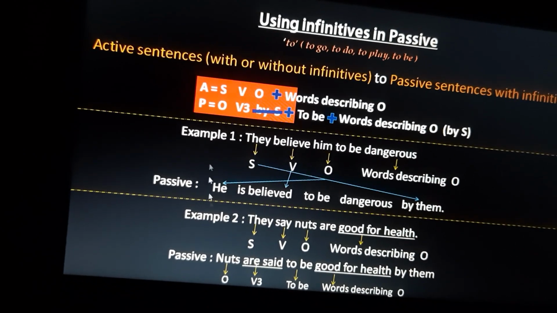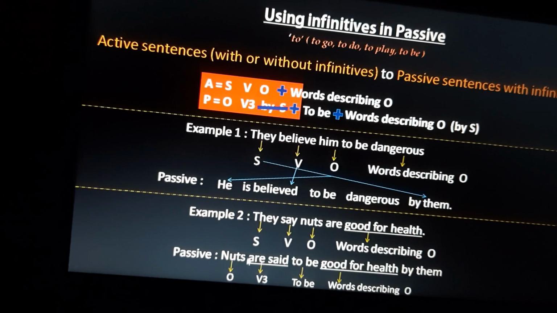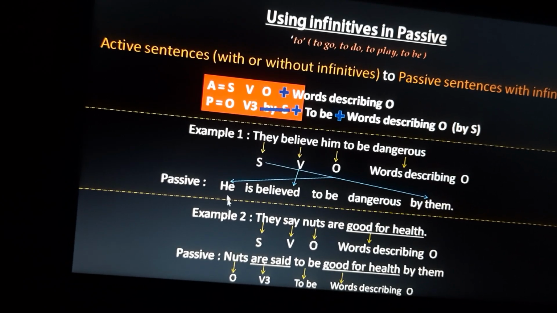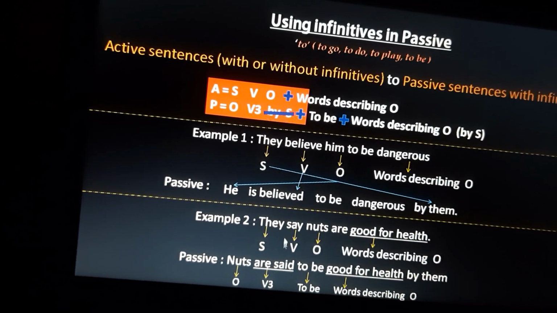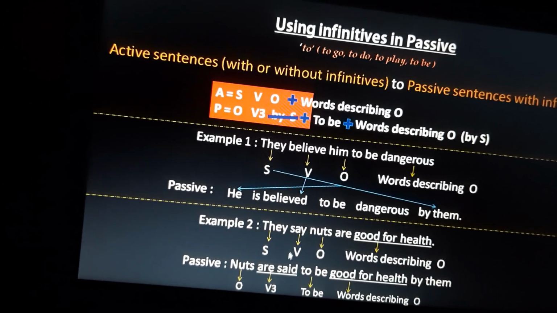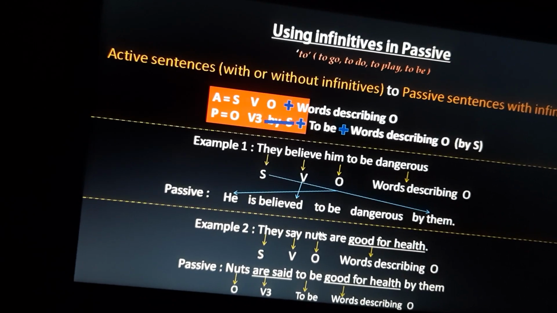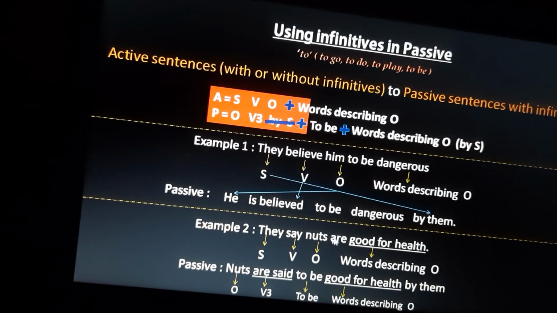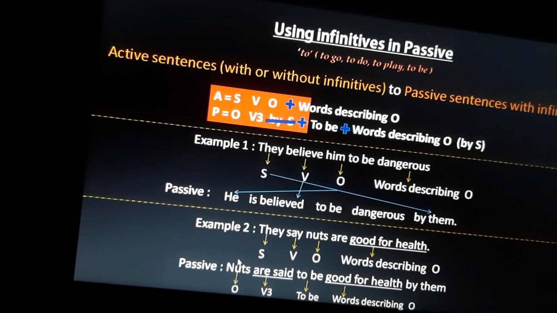Here, according to the formula of passive voice, we have object first. So we have written the object nuts first. Then we have V3 form of the verb. Here V3 form of say is said. We have written are here because this sentence is in present tense and nuts is plural.